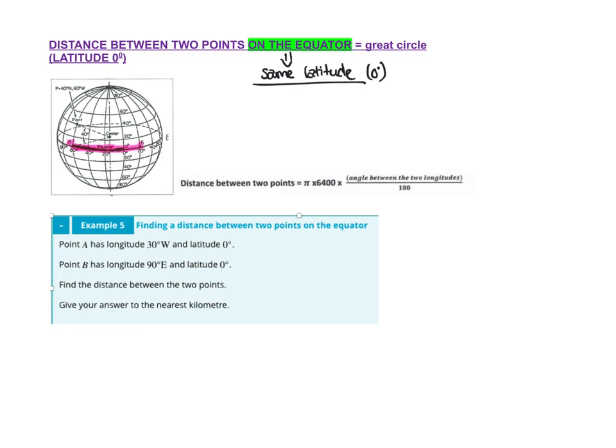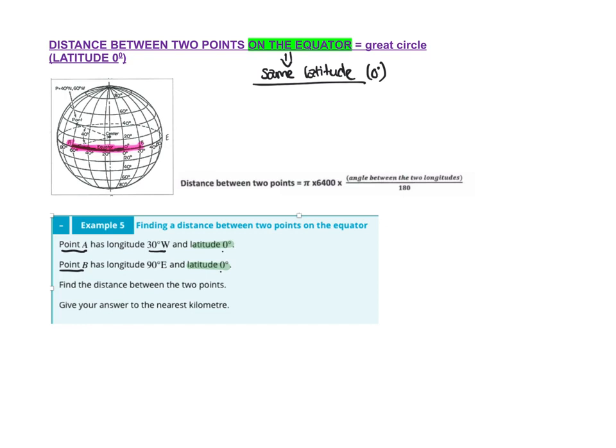So we're finding the distance between a point A that has a longitude of 30 degrees west and a latitude of 0, and point B has a longitude of 90 east and a latitude of 0. You can see here that they're always going to give it to you with something the same. So we're saying the same latitude. Now it says find the distance between these 2 points.